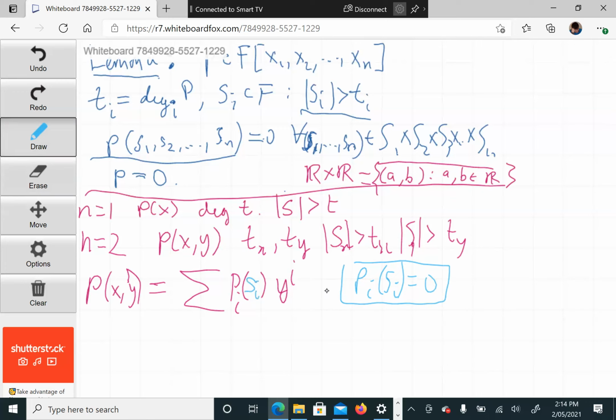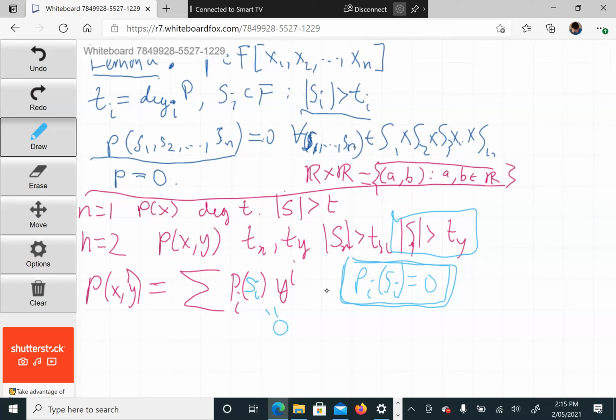And now it's just a single variable polynomial, and it has lots of roots, right? Because you have this many roots. And so this becomes the zero polynomial, and so the coefficients all have to be 0. But there's too many s's here as well, because the degree of these pi's is less than ti.